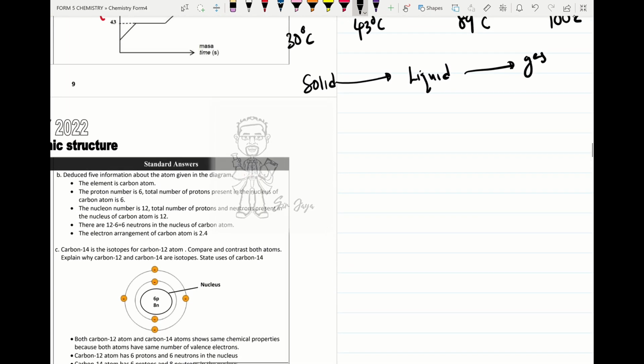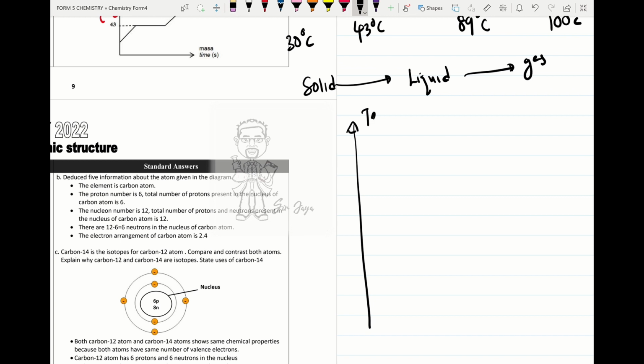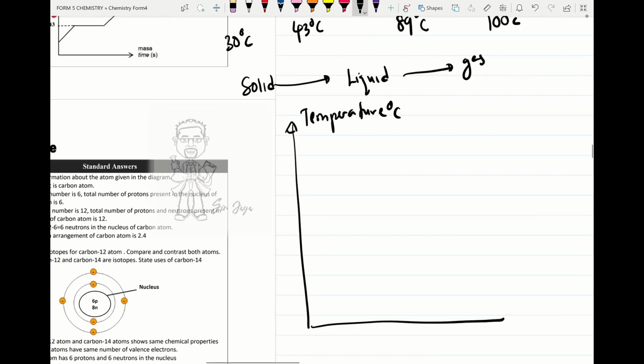So how to draw the graph? I label axis Y as temperature, degrees Celsius, then I label axis X as time, the unit will be second. So we have one horizontal line, so I put one horizontal line here, and we have another horizontal line, so I put another horizontal line here.